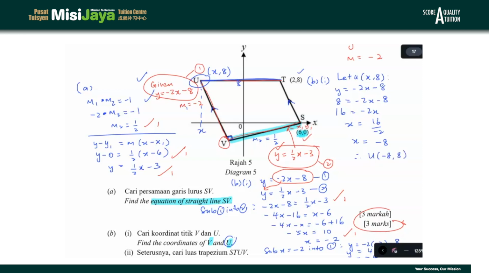So for this one it carries 2 marks. Where do we get the 2 marks? The 2 marks will be here, 1 mark, and the final answer, 1 mark. So there will be 2 marks.